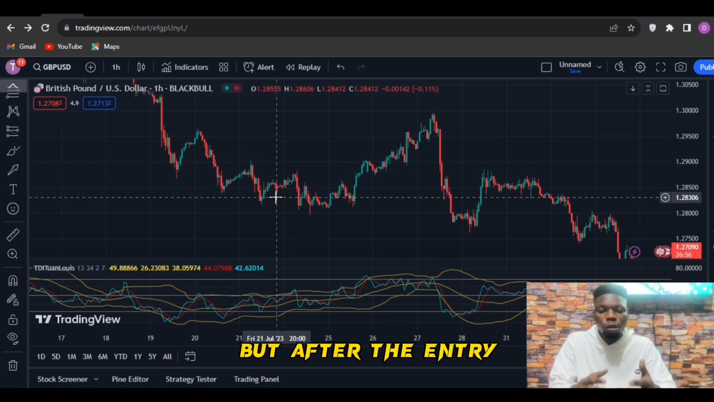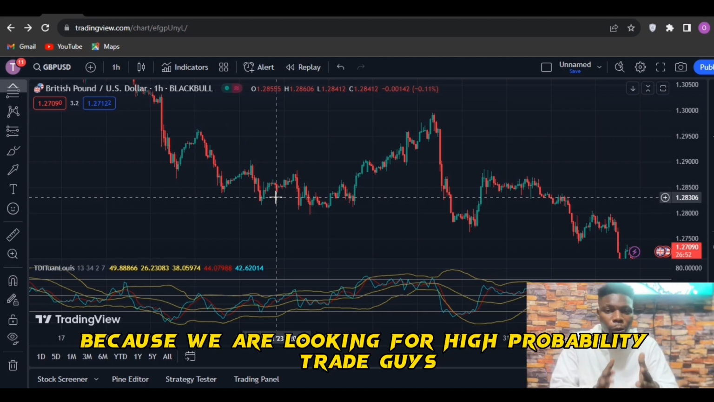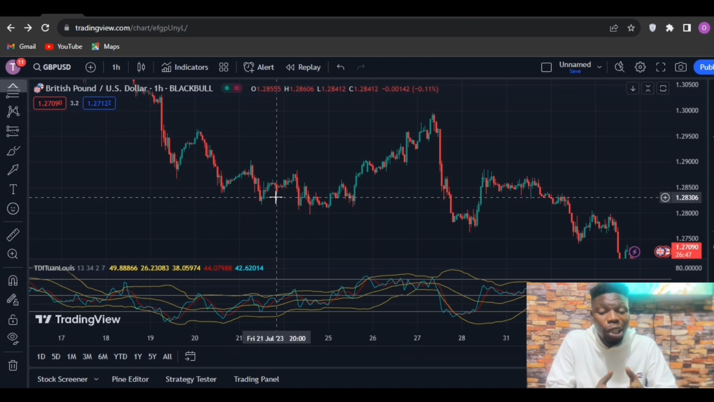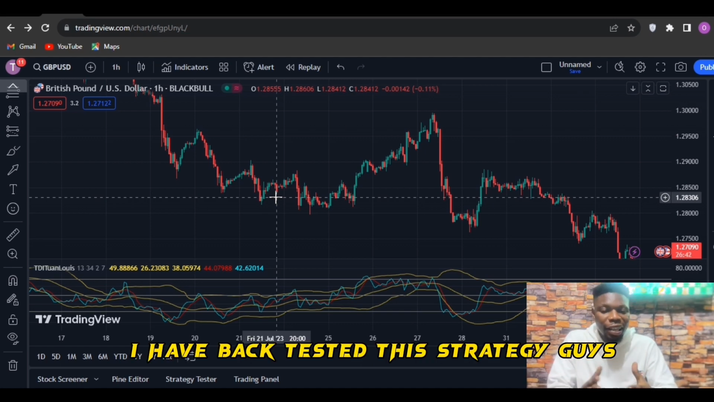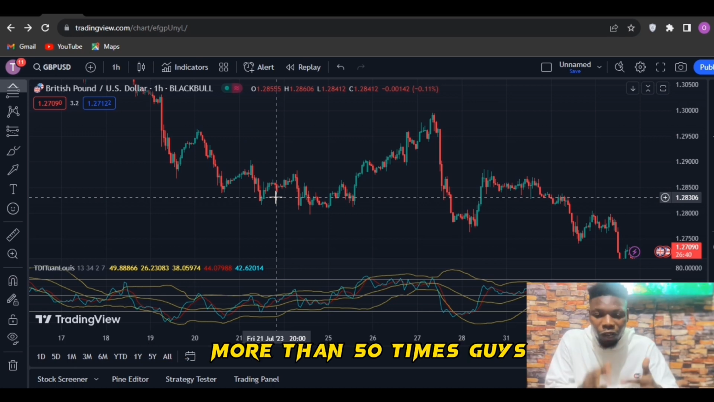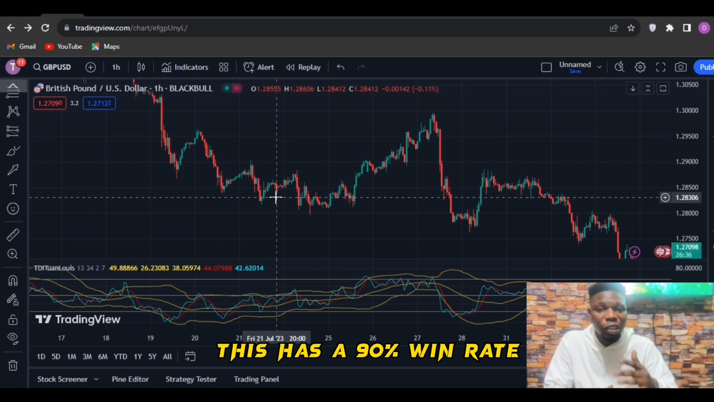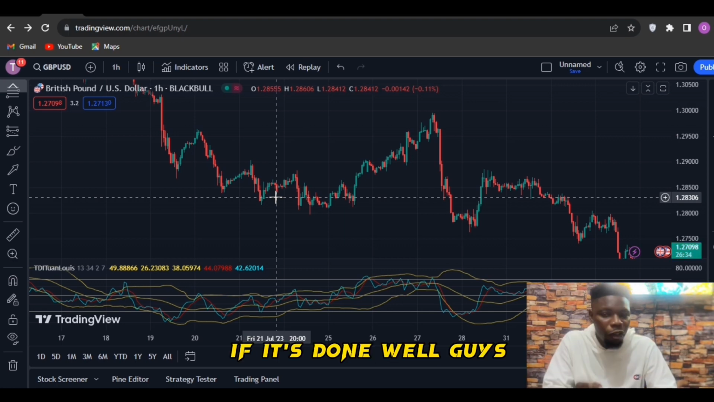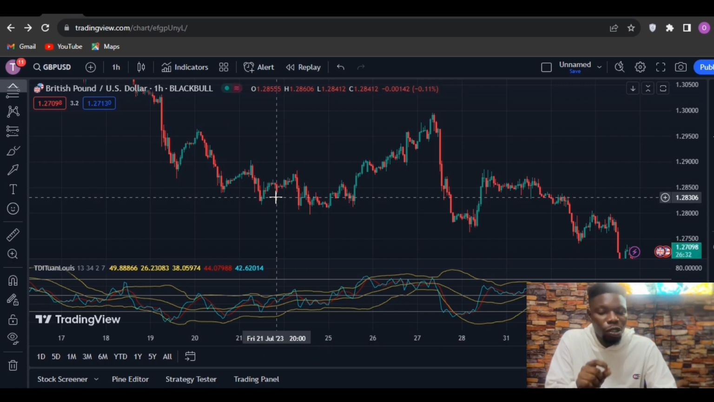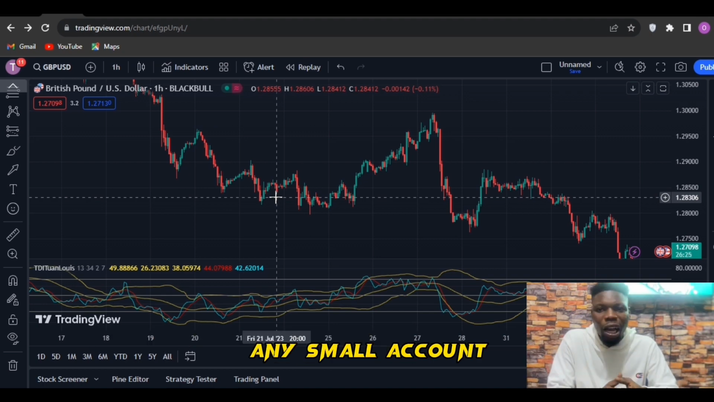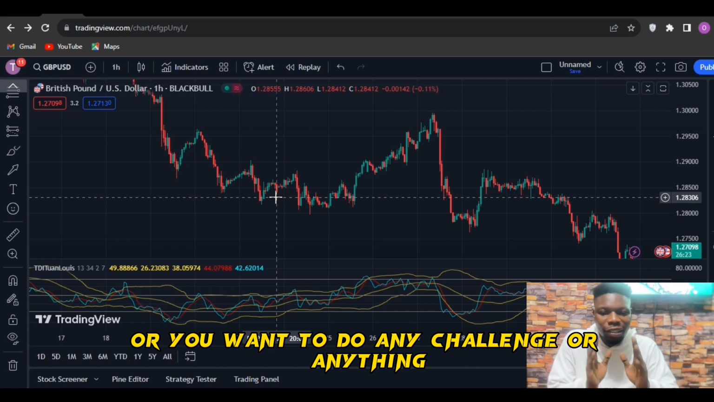But after the entry, we take our risk reward and we exit the market, because we are looking for a high probability trade, guys. We're looking for a 90% win rate. That's our goal here. I have backtested this strategy, guys, more than 50 times, and I can guarantee you this has a 90% win rate if it's done well. You can use this strategy to grow any type of account, prop firm, any small account, or if you want to do any challenge or anything. This is the best for you.